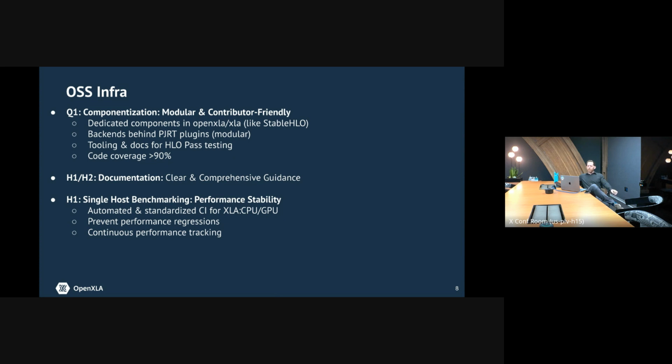Single host benchmarking. This is about preventing regressions and ensuring performance. We've established automated and standardized benchmarking CI for XLA CPU and GPU. This helps us prevent performance regressions and ensures that OpenXLA remains fast and efficient. We'll have continuous performance tracking so we can monitor changes and catch issues early. The benchmarking infrastructure is about maintaining and improving the performance you rely on in OpenXLA.